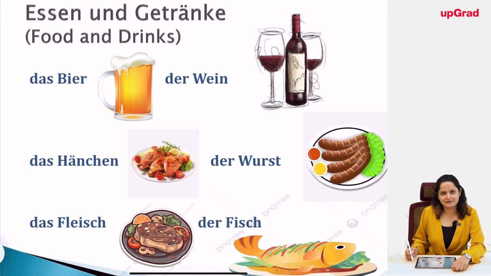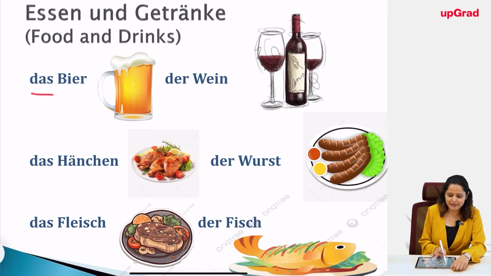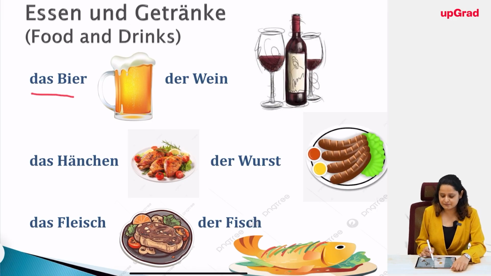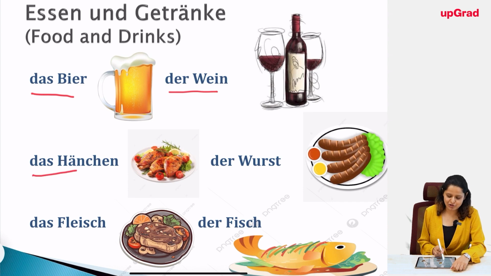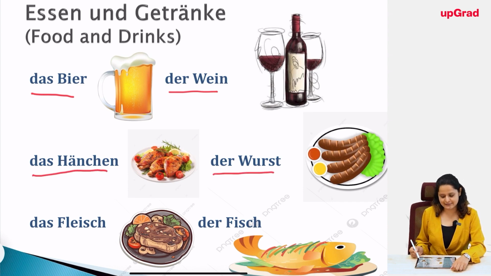We have some more nouns now. Das Bier, that is beer. Der Wein, das Hähnchen, die Wurst, which is a sausage, das Fleisch, and der Fisch.